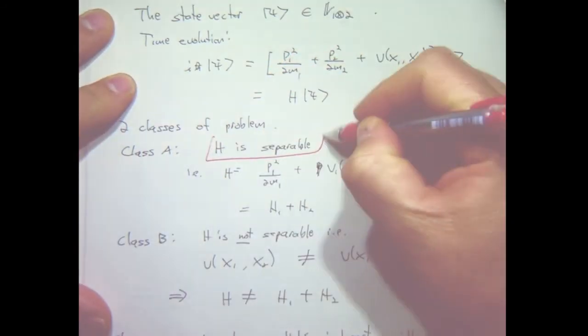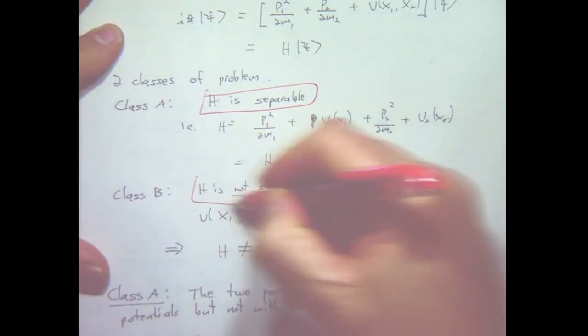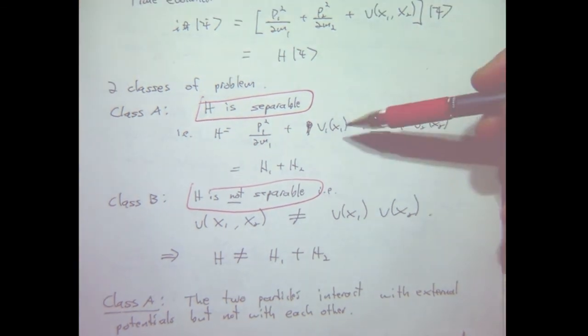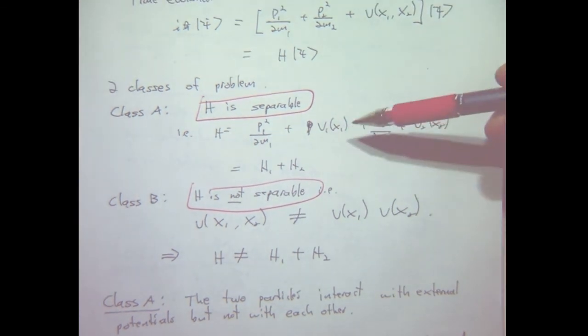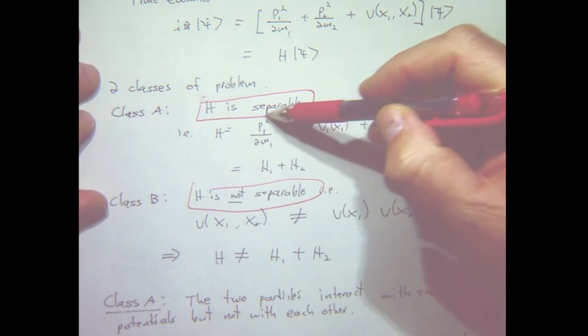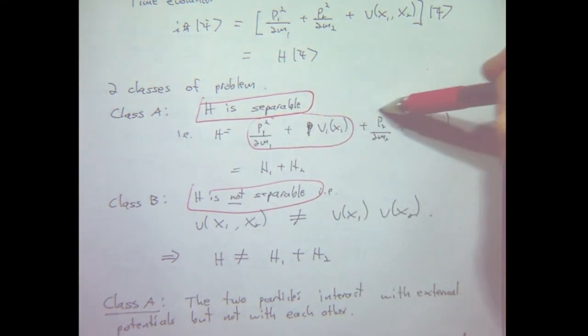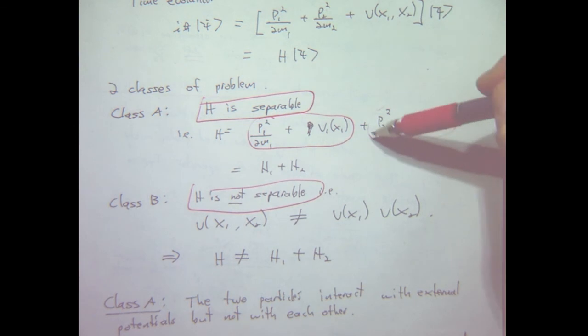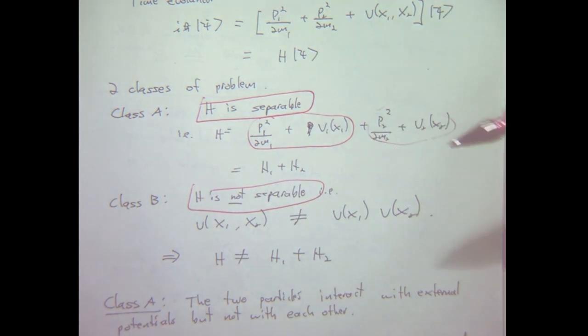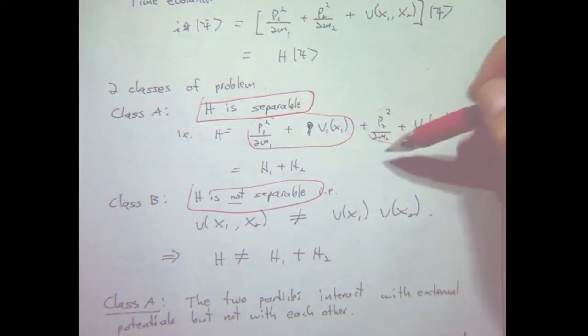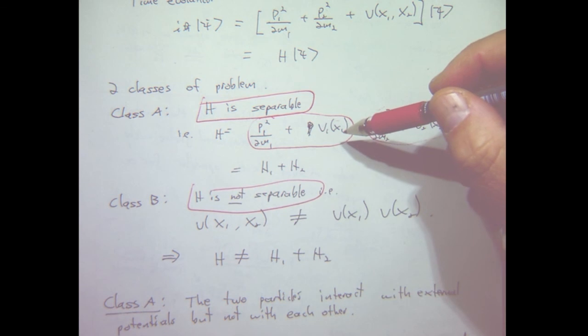Either the Hamiltonian is separable or the Hamiltonian is not separable. Separable means that you can write all the variables pertaining to each particle as separate terms, separated by a plus sign, and that will eventually lead to a separable partial differential equation. So they're non-interacting. If they are non-interacting, then H is separable.